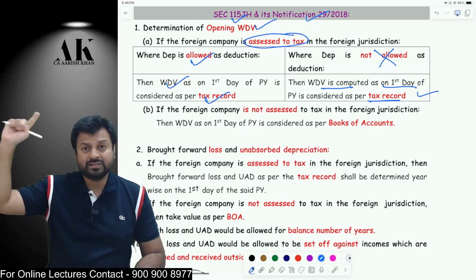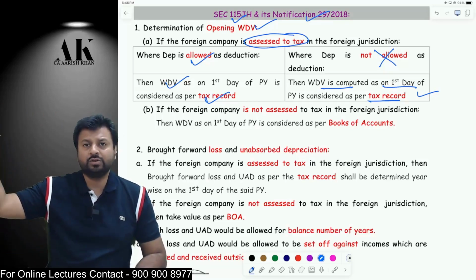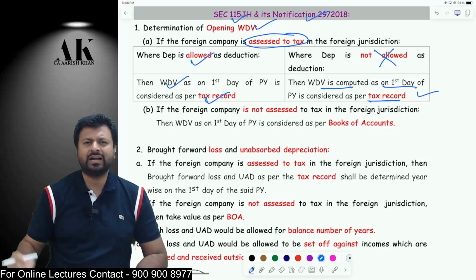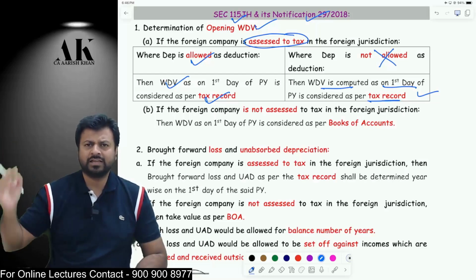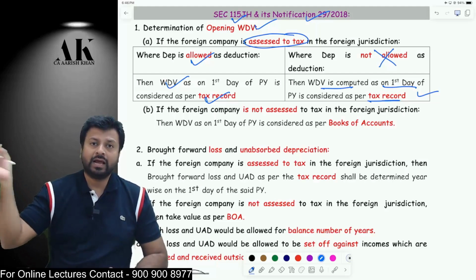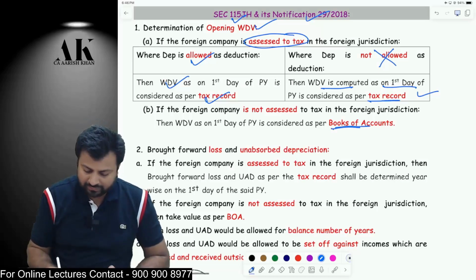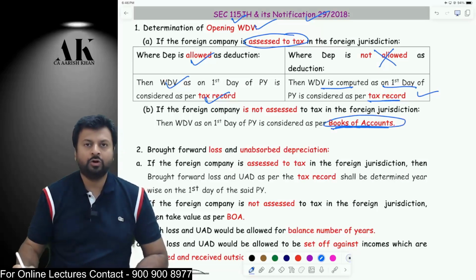Suppose the foreign company is not assessed to tax in the foreign jurisdiction. Like say in UAE, in some of the parts, there is no taxation, there is no income tax in Dubai, etc. Very recently they have introduced it, but till last year there was no taxation in Dubai. So suppose this company belongs to Dubai and now they are becoming resident of India. Then how will I compute the WDV? Then you have to compute the WDV as per the books of account. I hope it is clear to all of you.